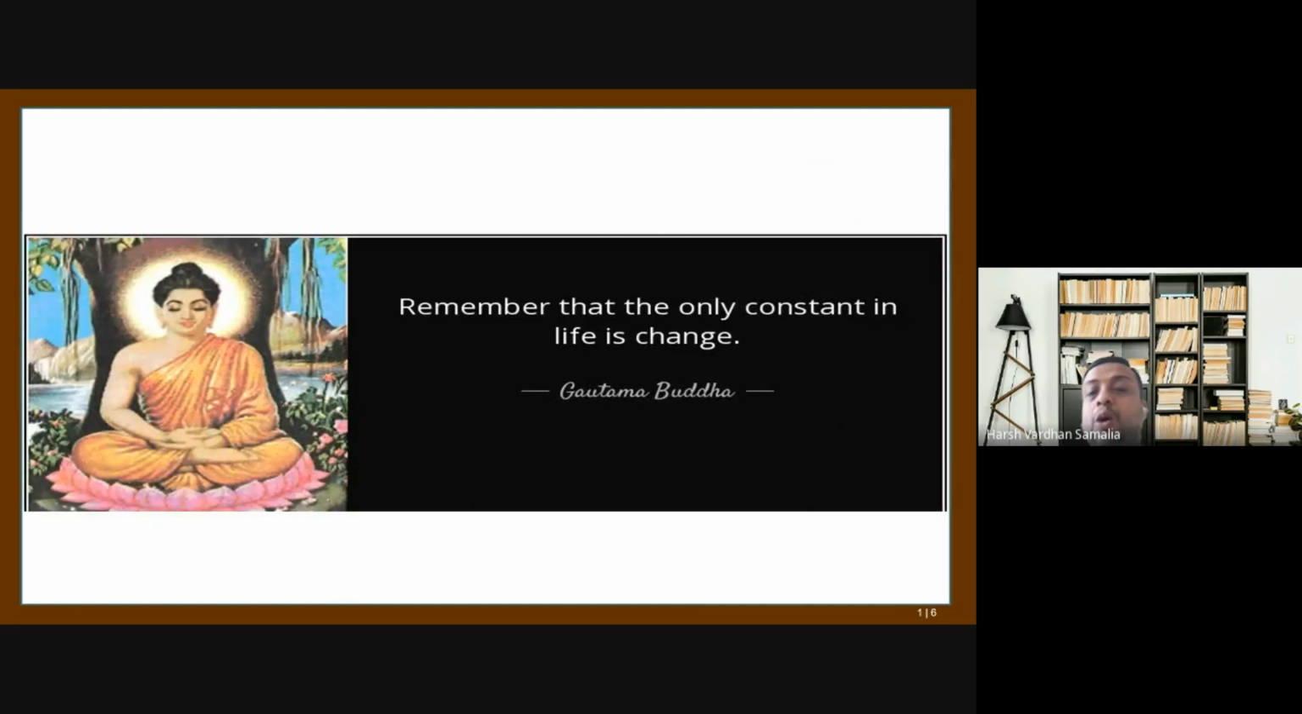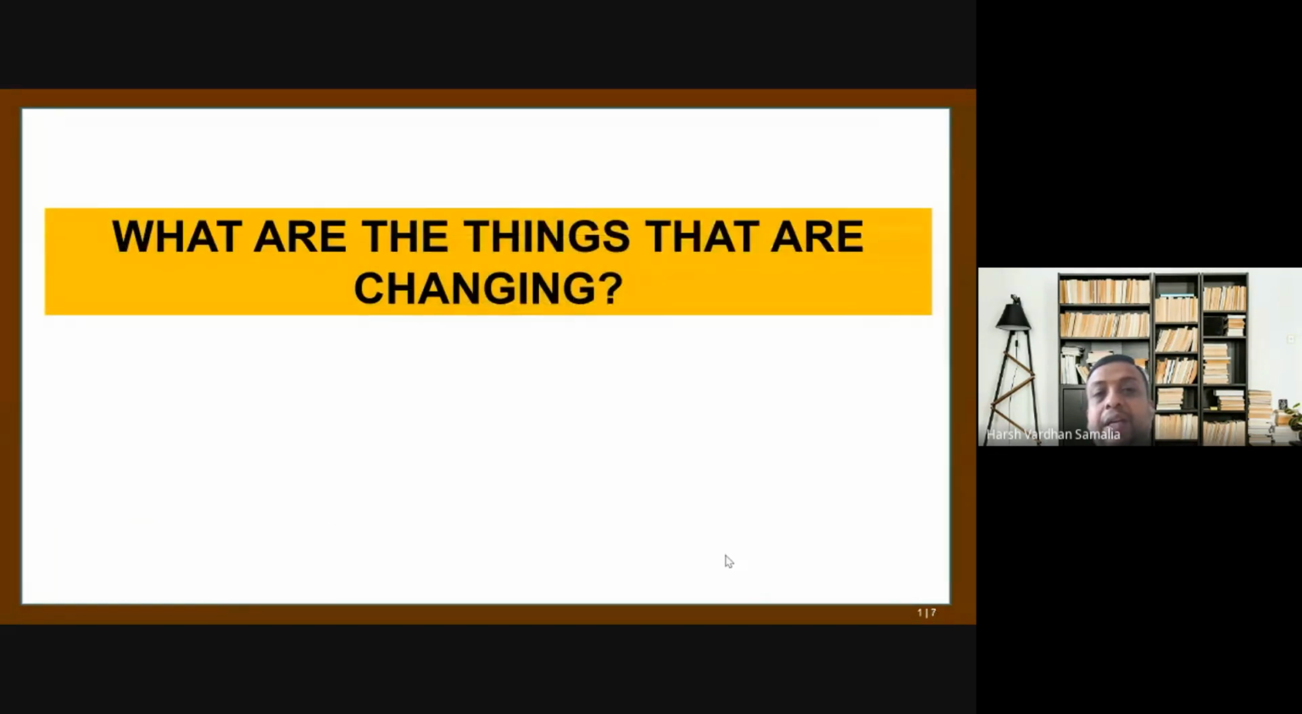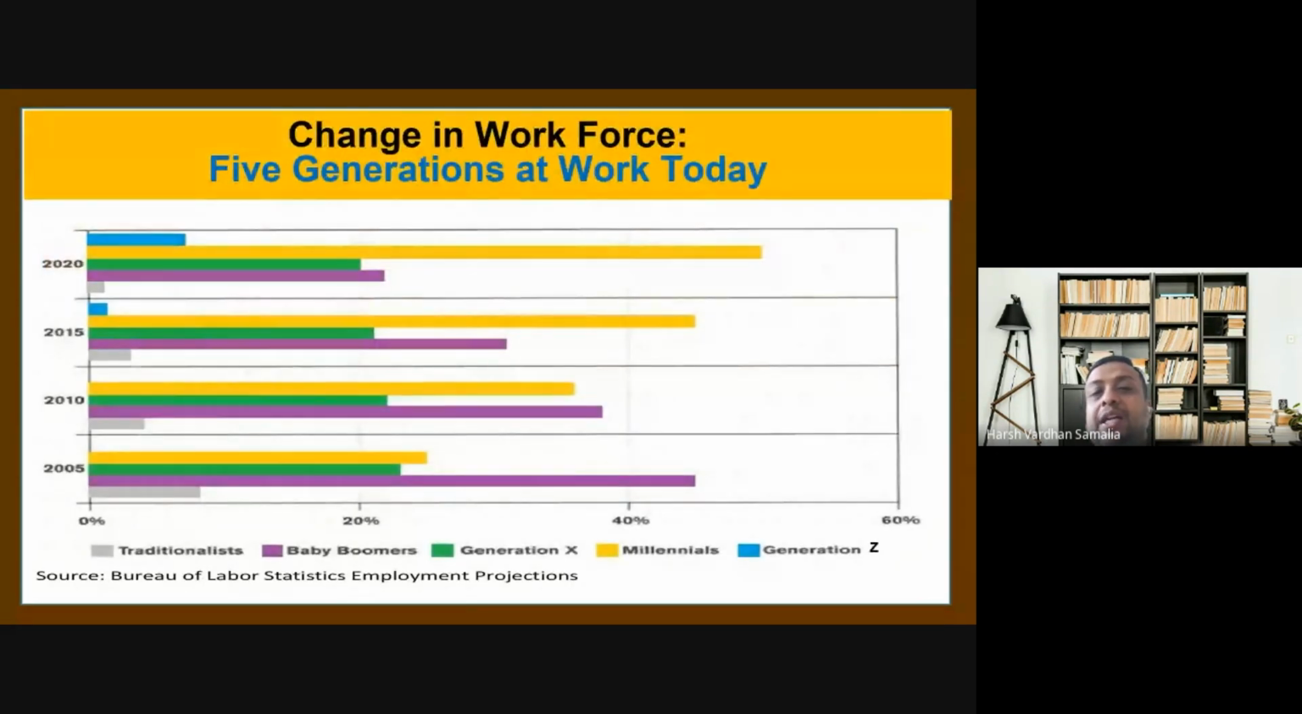And second, the only constant in life is change. This is not something I am saying; this is being said by Lord Gautam Buddha, and this will be true. So let's try to look at what are the things that are changing around us.